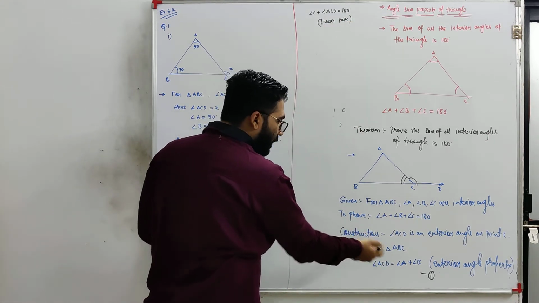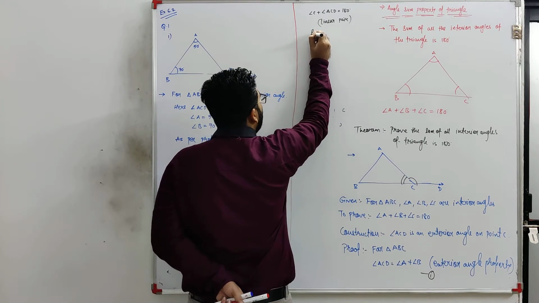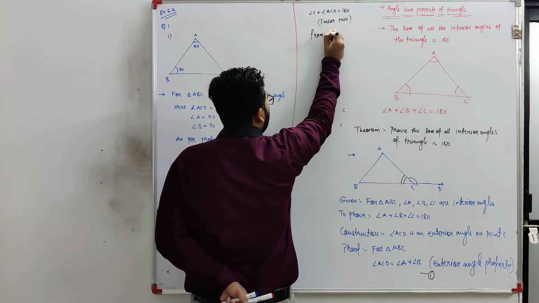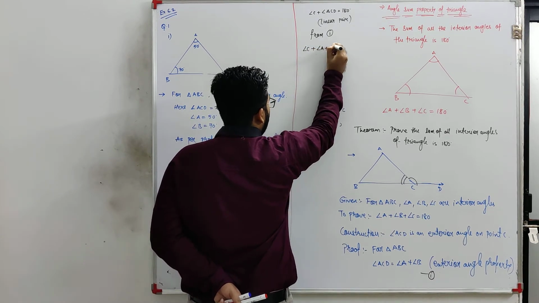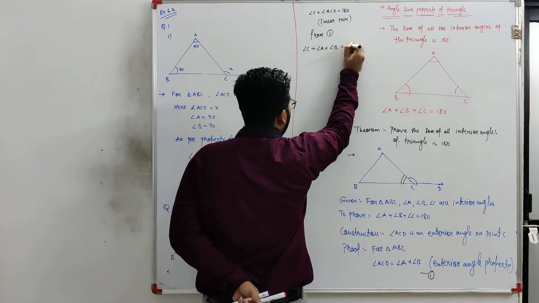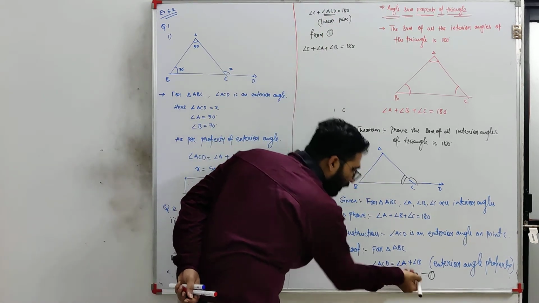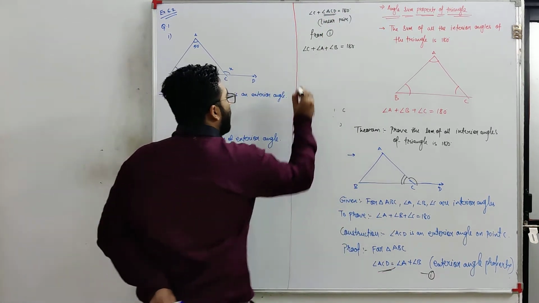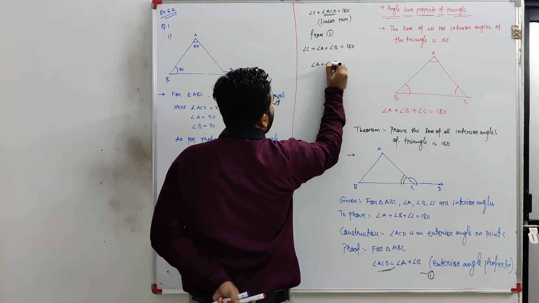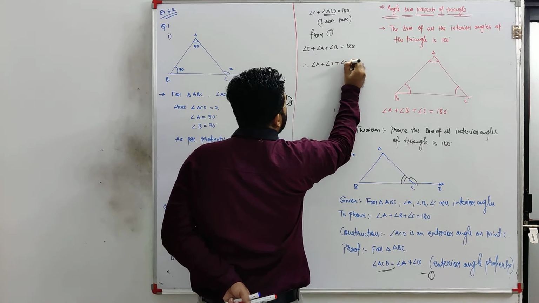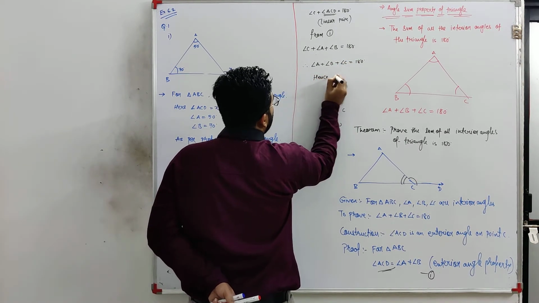So from 1, in the place of ACD I can put angle A and B. So from 1 we can say that angle C plus angle A plus angle B is equal to 180 degree. How does it come? See, this is ACD and ACD is angle A plus B. Therefore, angle A plus angle B plus angle C is equal to 180 degree. Hence proved.